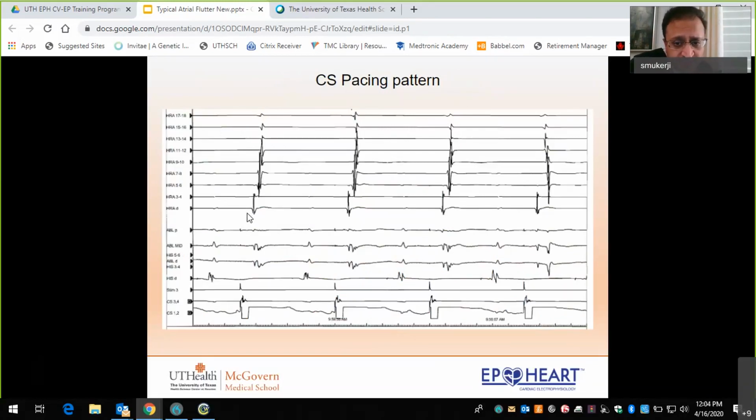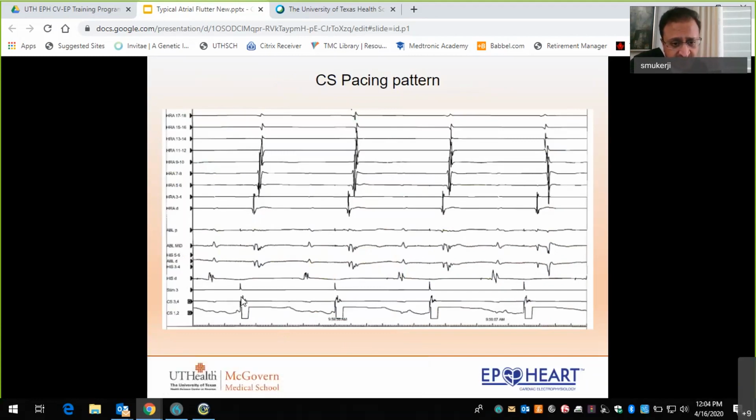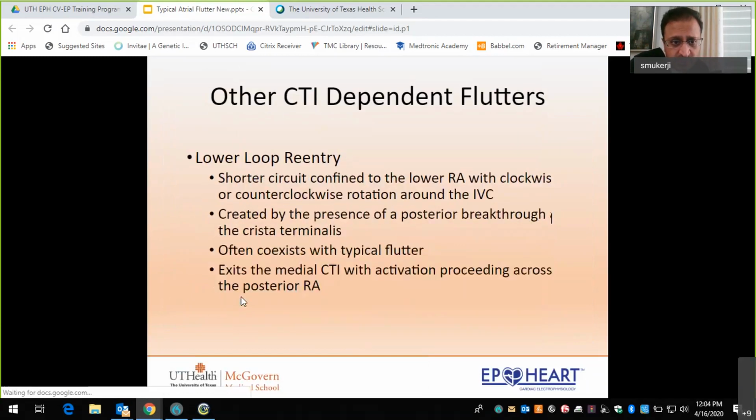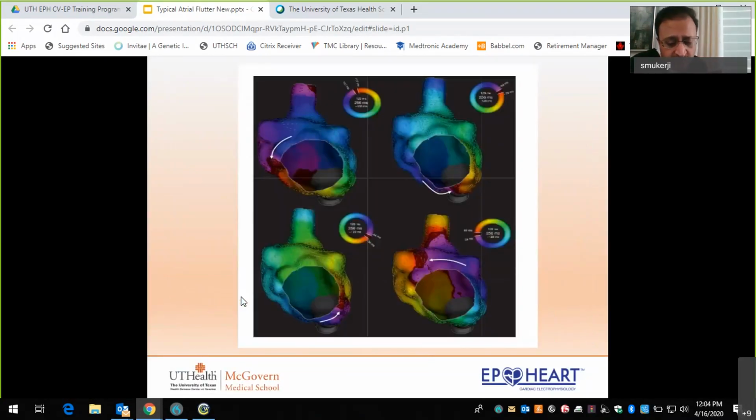So this is a picture of the 20-pole catheter. We don't use it much in today's day and age, but if you look at the bottom, that's what I call the concentric pattern of activation. Unfortunately I don't have a better slide, but what we're looking for is a concentric pattern, similar to distal, so CS910 followed by 7, 8, 5, 6.